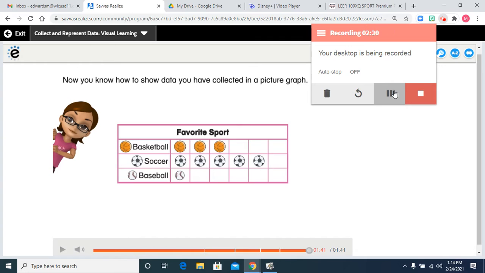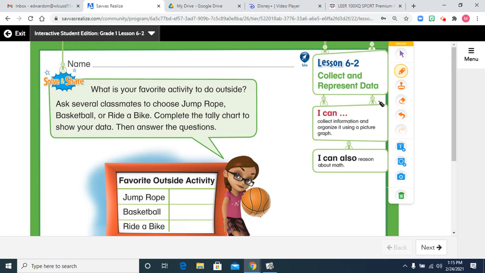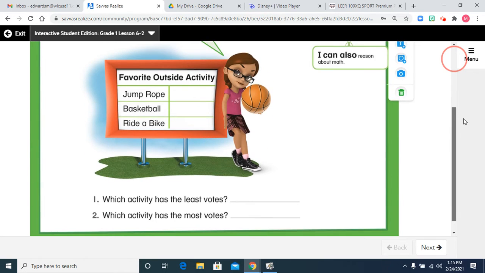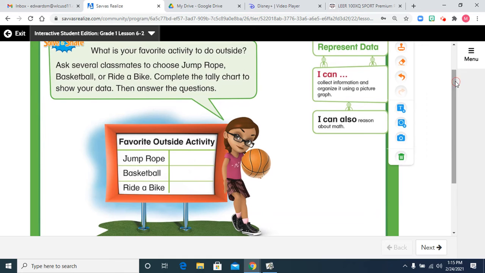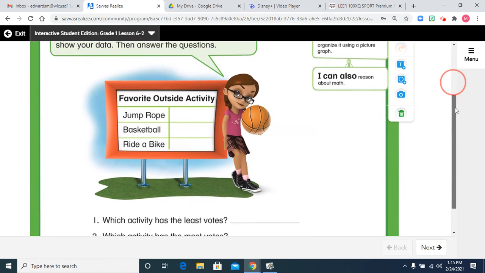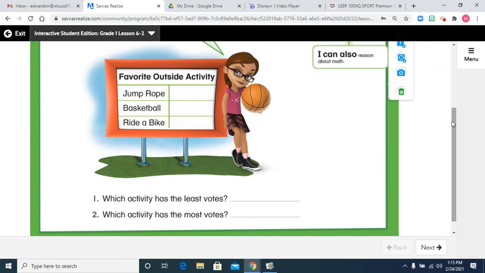You need to get into your math workbook volume 1 and turn to page 359. If you're on page 359, it should look like this. Let's read the directions and figure out what we have to do. It says, what is your favorite activity to do outside? Ask several classmates to choose jump rope, basketball, or ride a bike. Complete the tally chart to show your data. Then answer the questions. Since I don't have any students to ask, I'm just going to make up the votes.